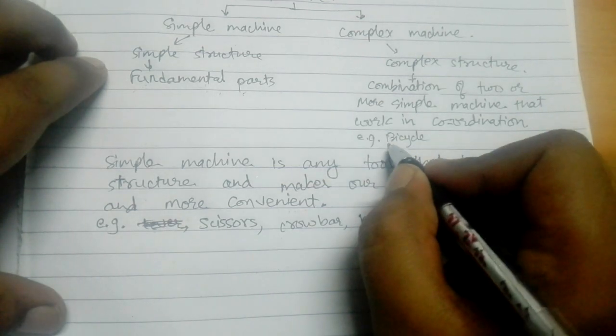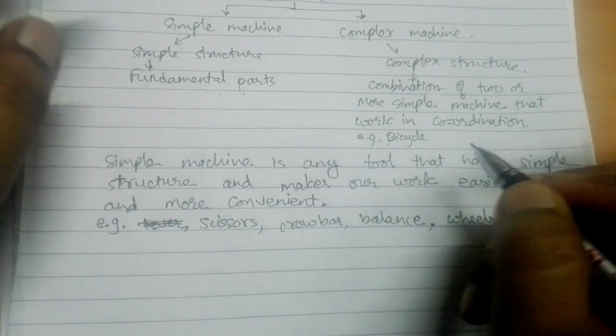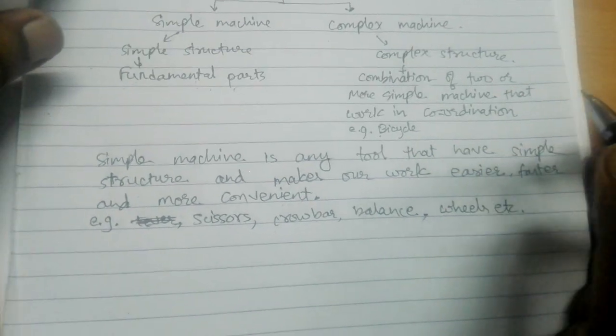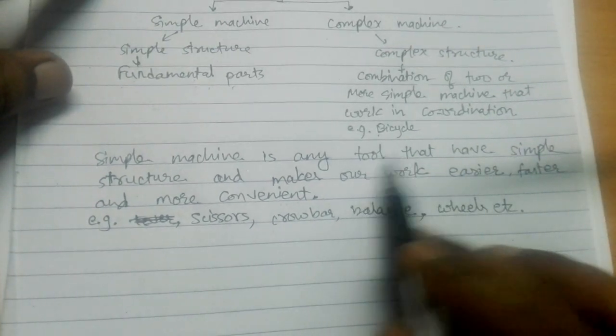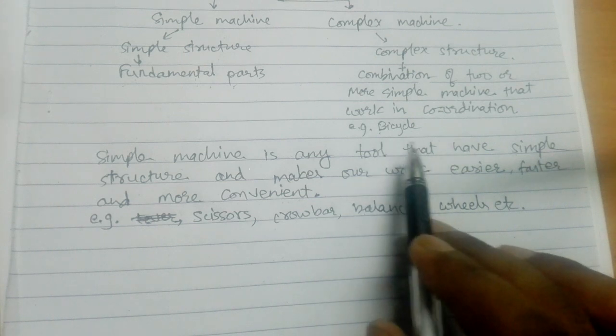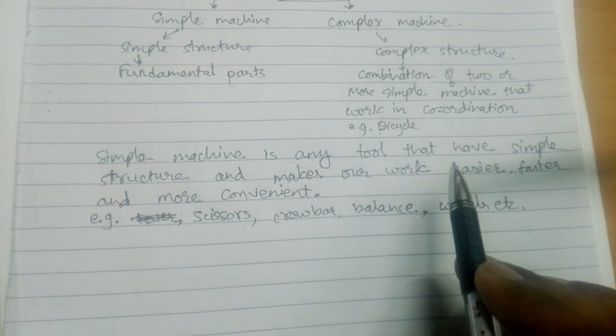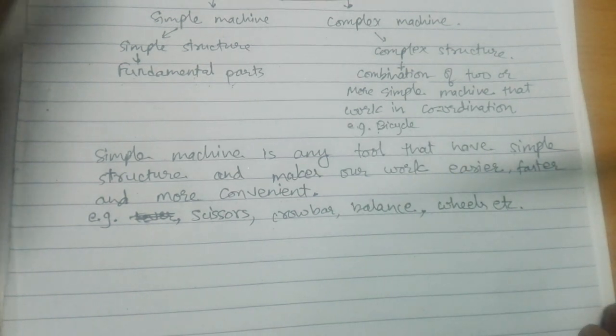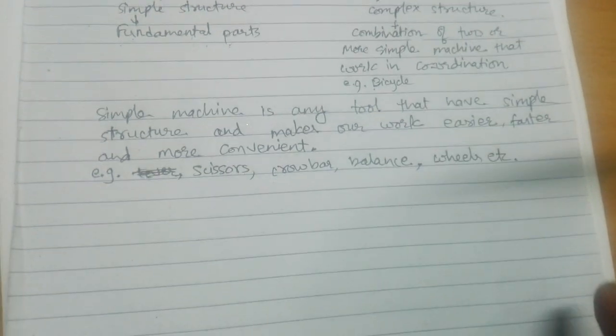So this is your task. Go and observe your bicycle closely and find out how many different kinds of simple machines you can find there. This is your task. Do it on your own. It will be quite interesting as well.